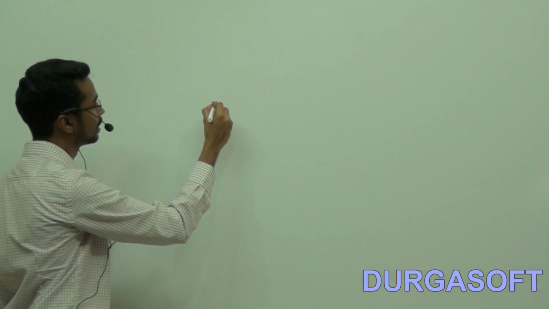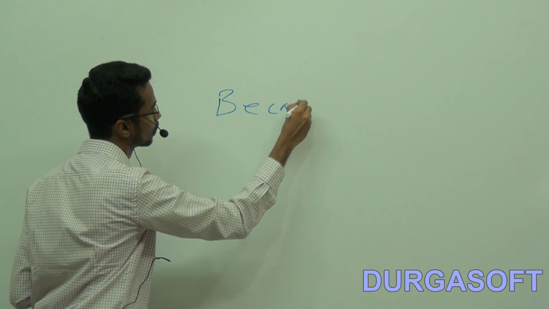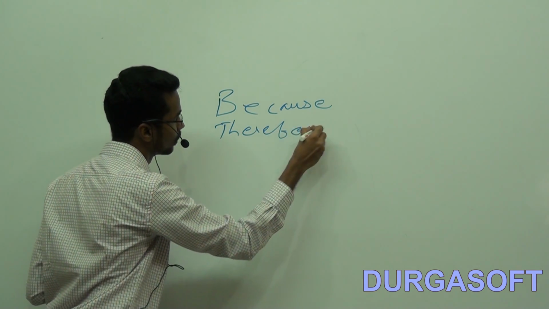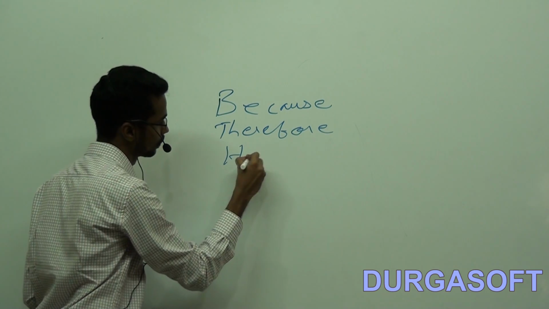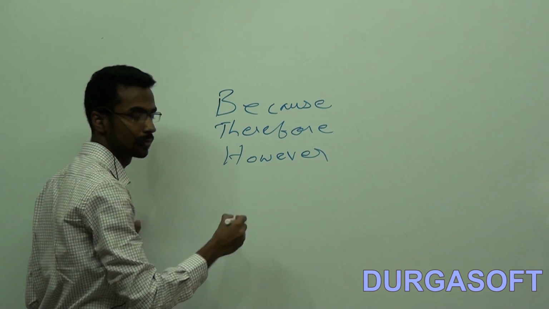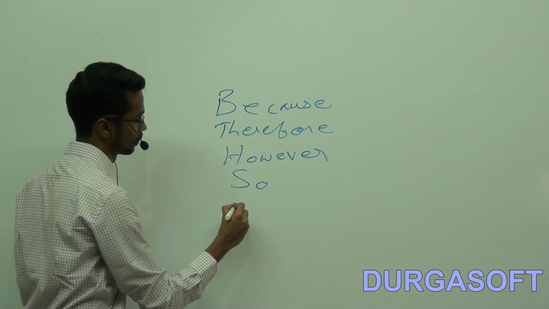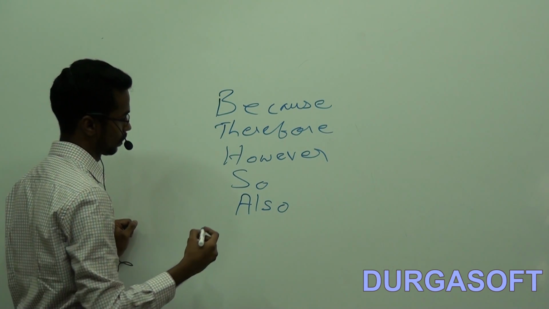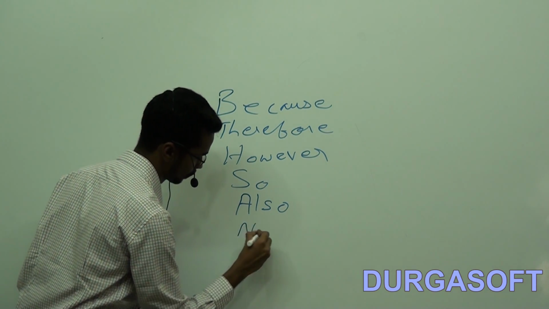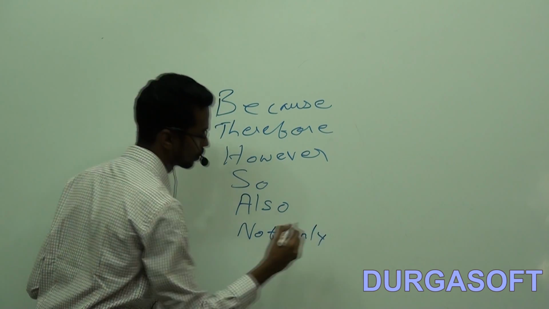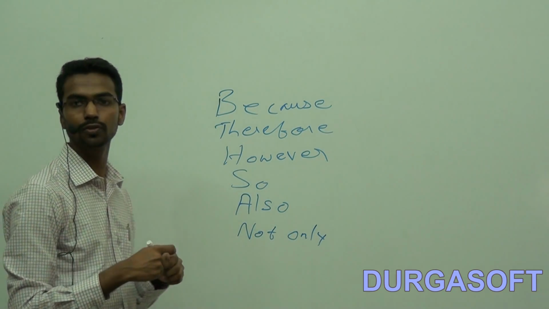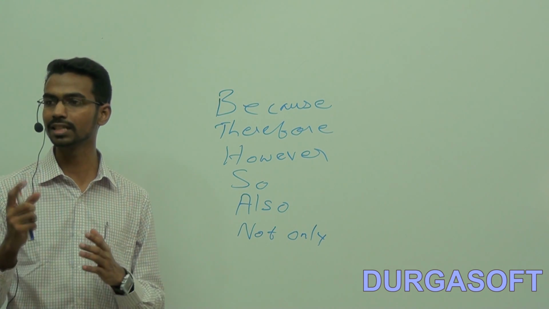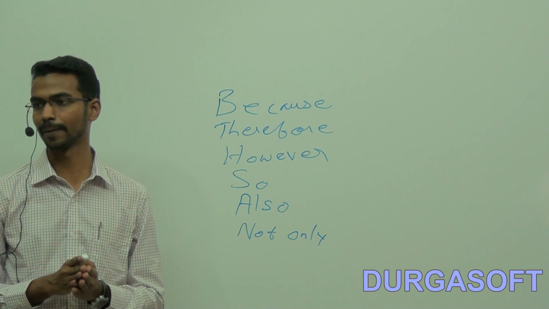And same is the case with these words. Because, therefore, however, so, also, not only. Okay? So if you find such words in the beginning of any sentence, then you should understand that that sentence is not the first sentence.